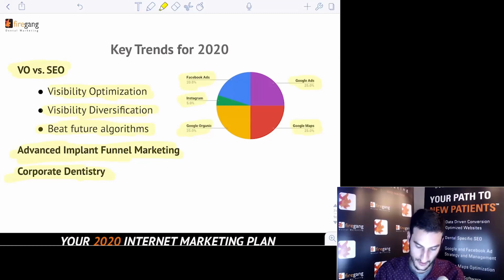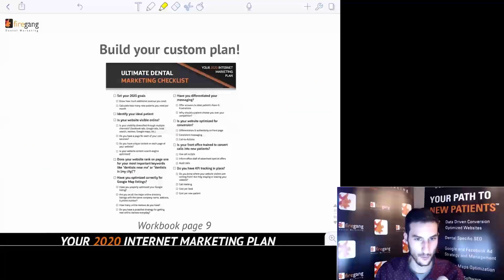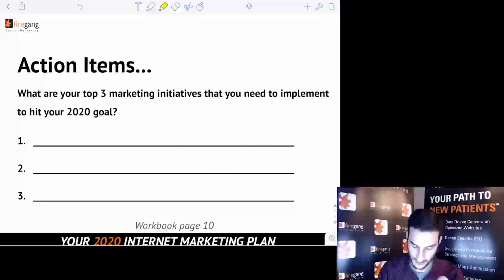All right. So building your custom plan in the workbook, there's this ultimate dental marketing checklist on page 9. I would recommend going through, checking off the boxes, filling this out. A couple of action items for you that you'll see on workbook page 10. What are the top 3 marketing initiatives that you want to implement to hit your 2020 goal?